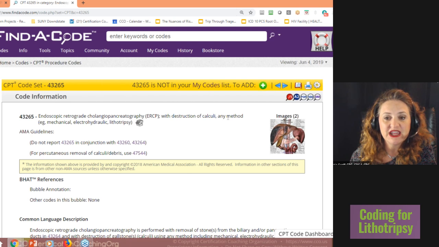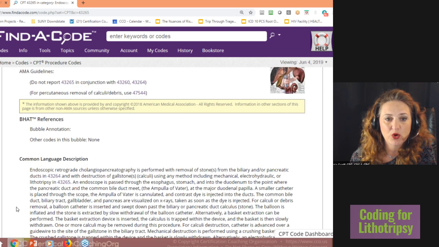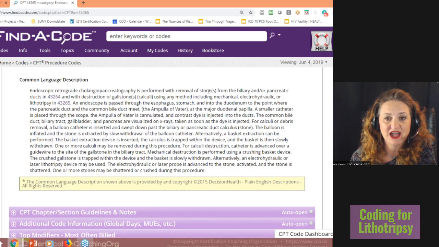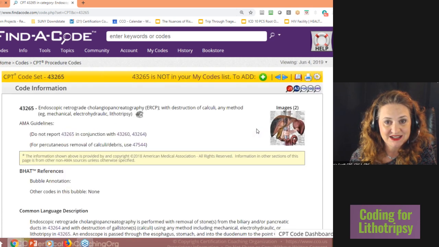But notice here, any method. So that means they can use mechanical, electrohydraulic, or lithotripsy. So this is a catch-all code, what I call catch-all codes. Now, again, if you want more information about how that's done, here we go, and where it's done at. This is biliary and pancreatic ducts. Now, this is not the kidneys.